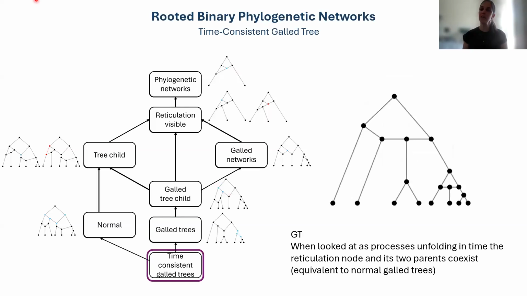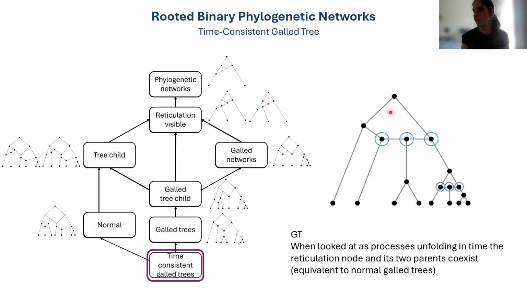The networks we've been working on are time-consistent gold trees, again, because we like to look at them in a biological, evolutionary context. So these are gold trees where we want the two parents and the reticulation node all to coexist, and we like to represent this on a horizontal line. So we have these two parents and their child, the reticulation node, all present at the same time.